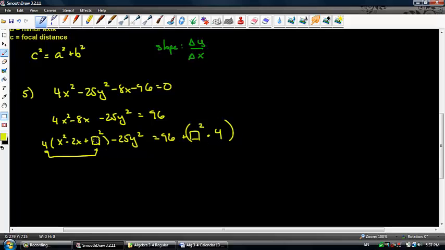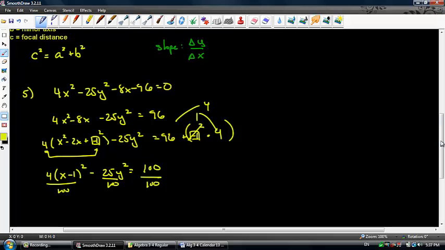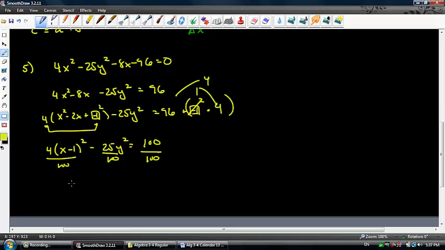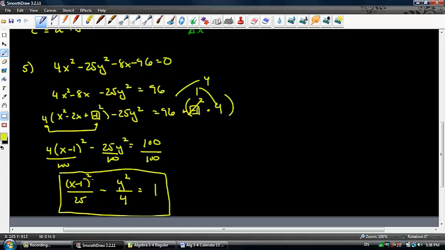We know this already. This should be negative 1, and negative 1 here. I should have 4 parentheses x minus 1 squared minus 25 y squared equals, this is 1 times 4 is 4 plus 96 is 100. Divide everything by 100. I end up with x minus 1 quantity squared over 25 minus y squared over 4 equals 1. This is the equation that I am dealing with now. I used completing the square to get there, so let's go ahead and do the whole thing.